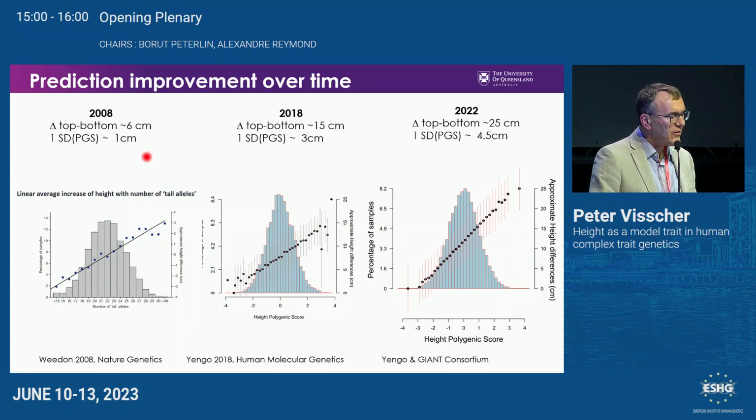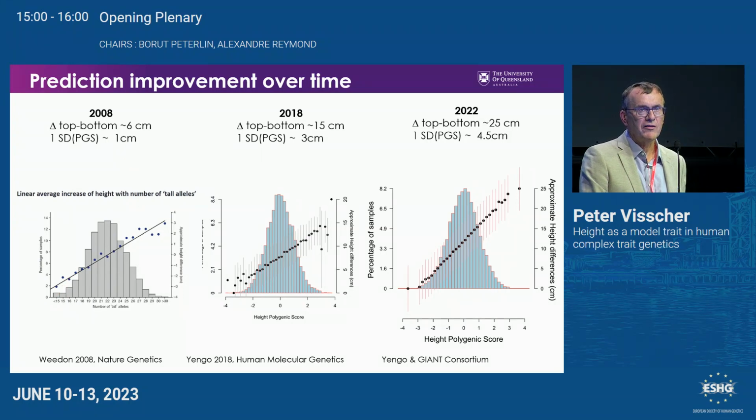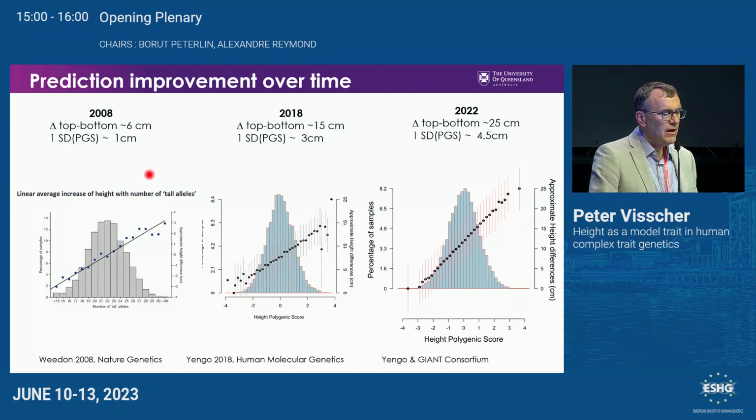And at that time, the effect size of a polygenic risk score was about 1 centimeter. So that's 1 standard deviation of the polygenic risk score equates to 1 centimeter in effect size. If you move on to 2018, where now the discovery sample size has gone up to 700,000, the difference between individuals in the top and bottom of the distribution of polygenic scores is now 15 centimeters, which translates into a standard deviation of the polygenic risk score of about 3 centimeters. So the effect size of the prediction has increased due to increased experimental sample size.